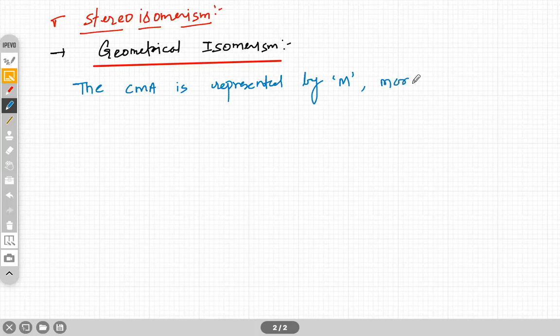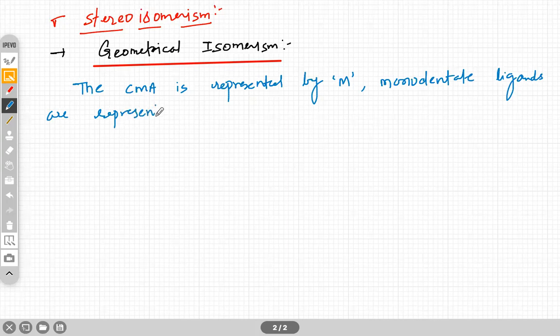Monodentate ligands are represented by small letters A, B, C, D, and so on. By small letters A, B, C, D, E, F.